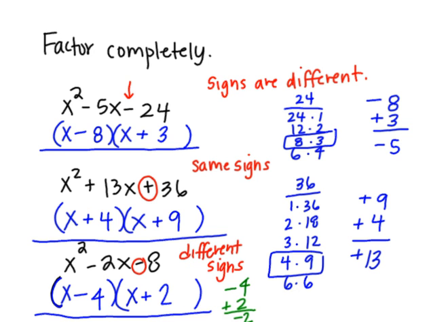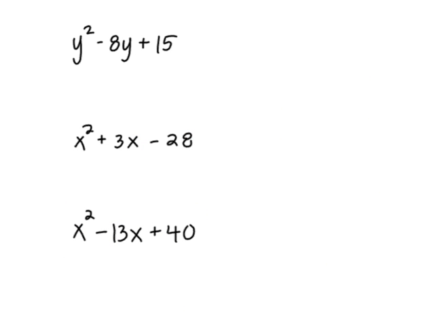Okay, let's try some others. My next problem is y squared minus 8y plus 15. So we'll go through these a little faster. The term that makes y squared is y times y. And if I'm looking at my factors of 15, they're 1 and 15, and 3 and 5.